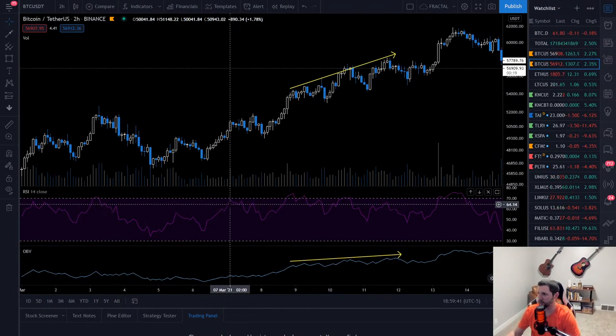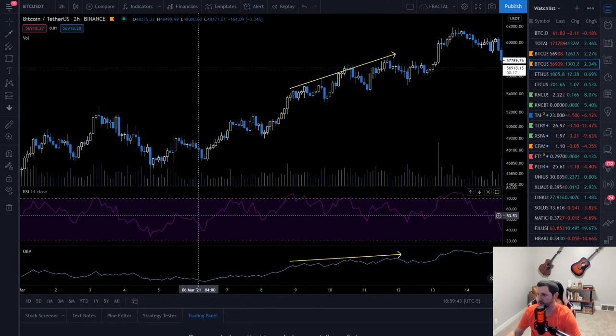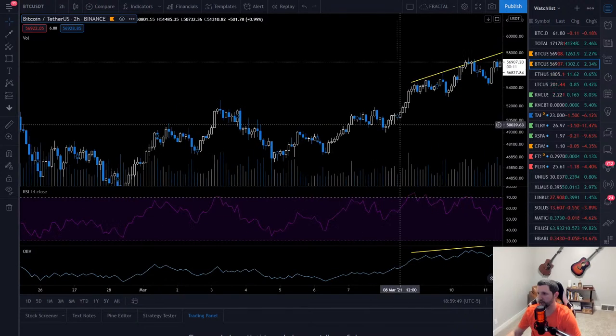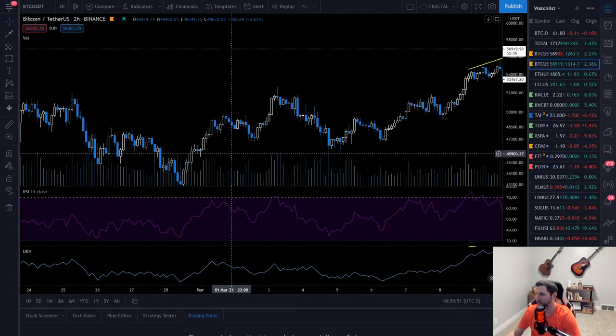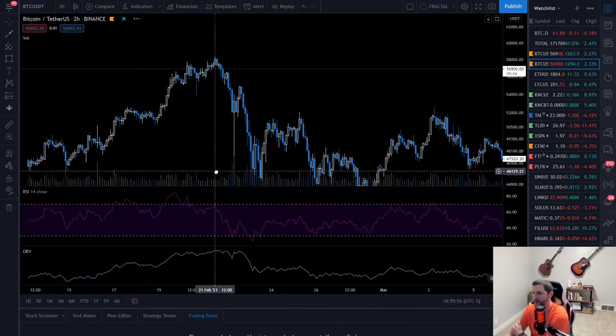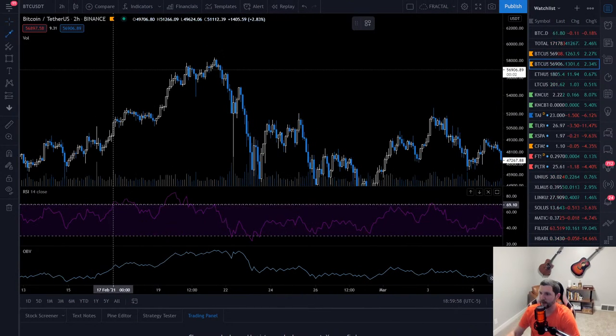So like here, you just see price making higher highs, or RSI, I mean. Even here, you see this peak up here in this overbought, and then we keep going higher. I'm trying to answer that question, but it's kind of a tough one. Basically here's how you know if it's going to go up or not.